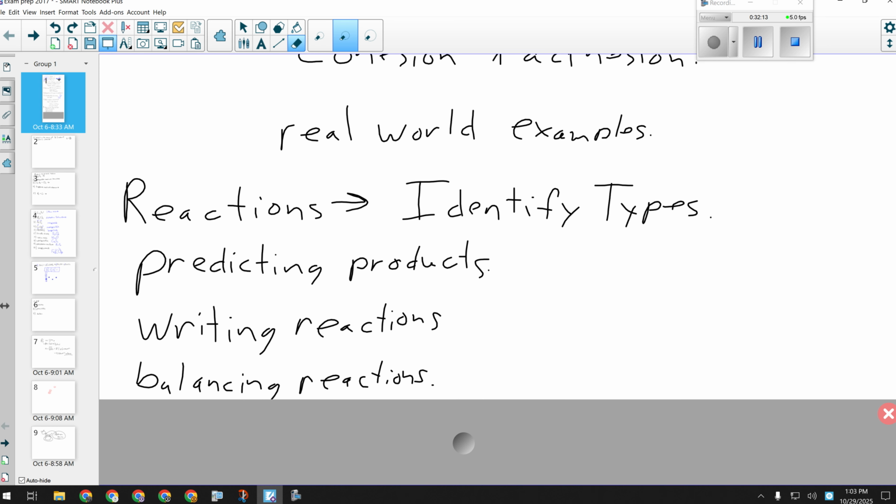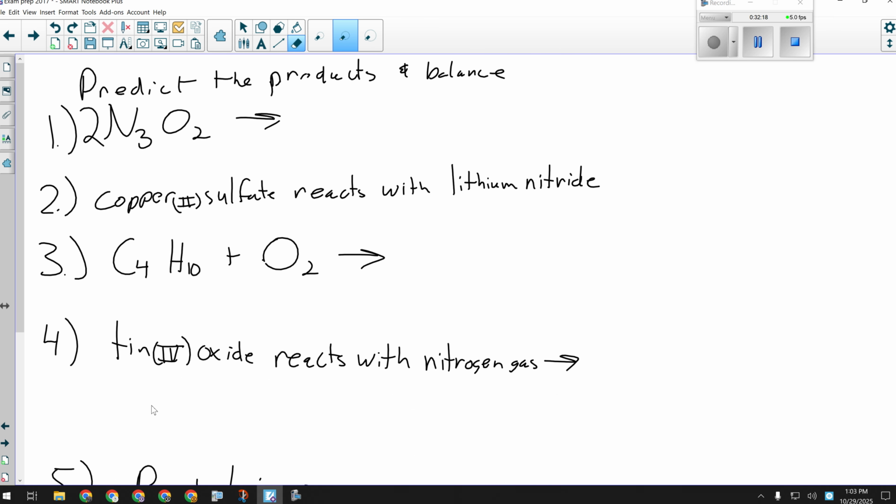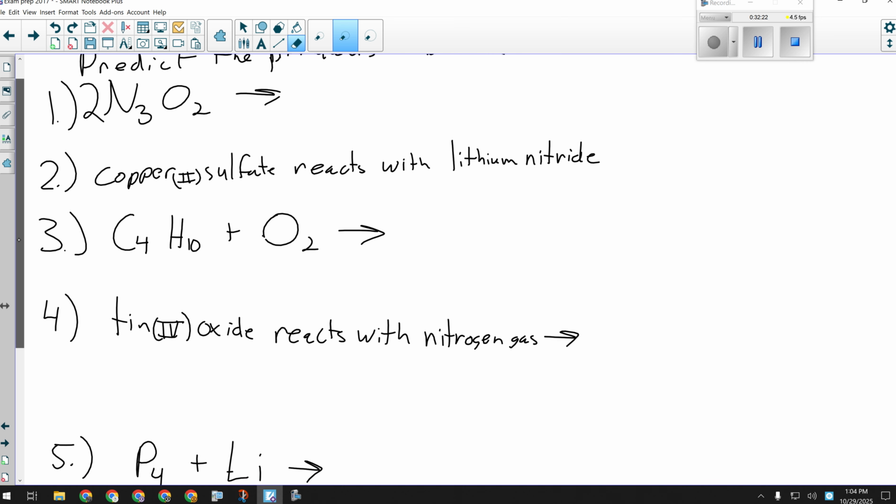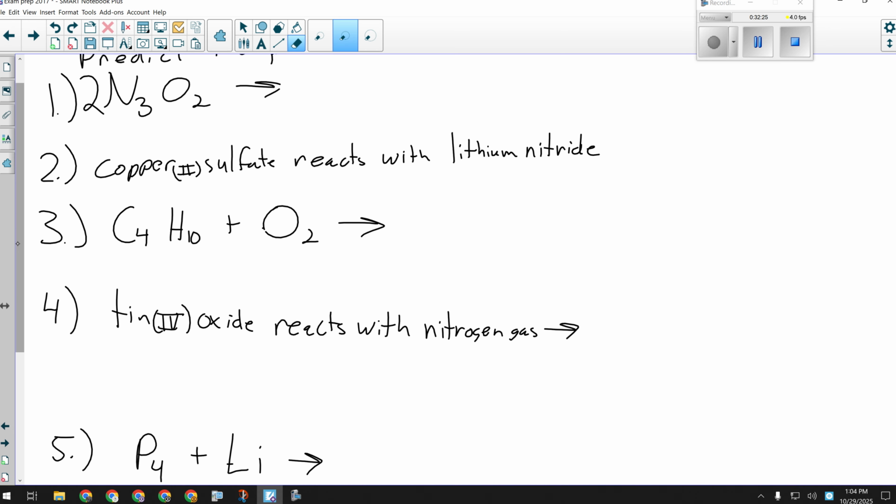But for now, predict the products of these reactions and balance them. So 1, 3, and 4, I already wrote the reactants out for you. All you have to do is write out what I have there and predict the products and balance. 2 and 4, I wrote in words. So you need to write the reactants and then predict the products. All formula form, all balanced. Okay, give you a few minutes to try those ones. Oh, I left one of the balancing numbers in there.